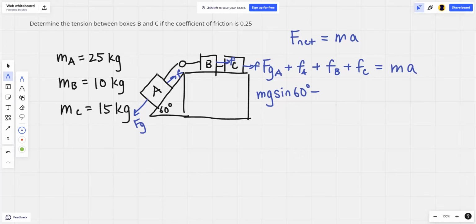And we know that the equation for friction is mu times the normal force. And the normal force, in this case, is going to be a bit different. It's not going to be mg. Let's draw the triangle thing again.